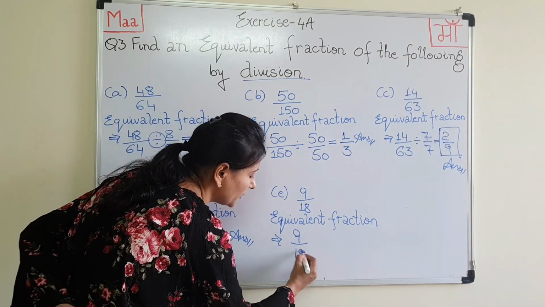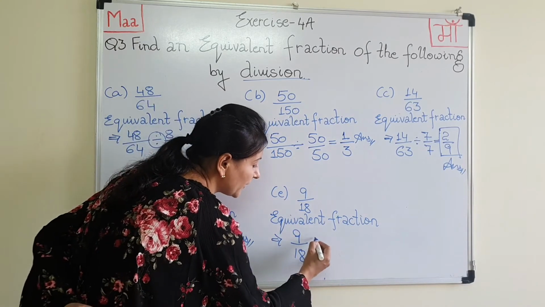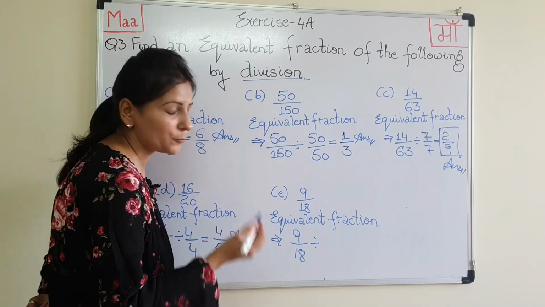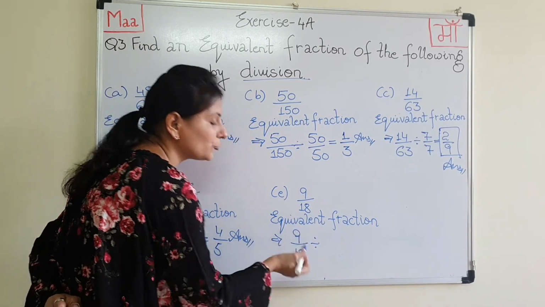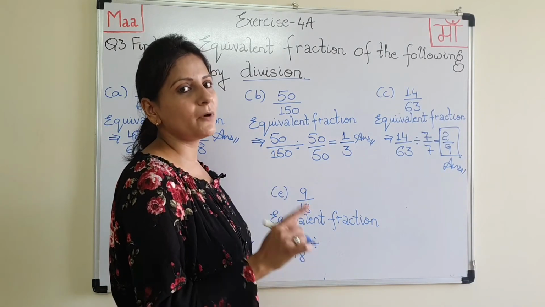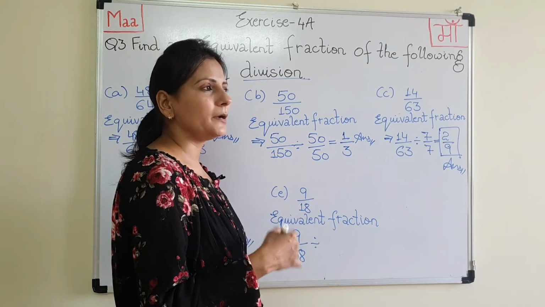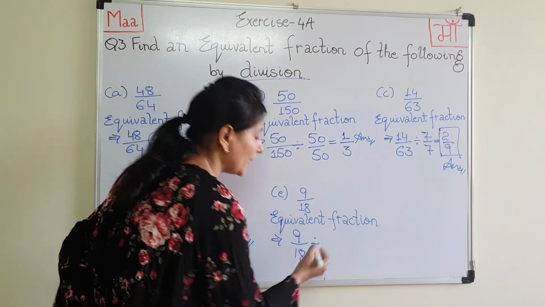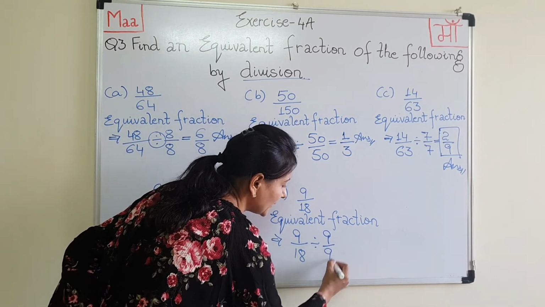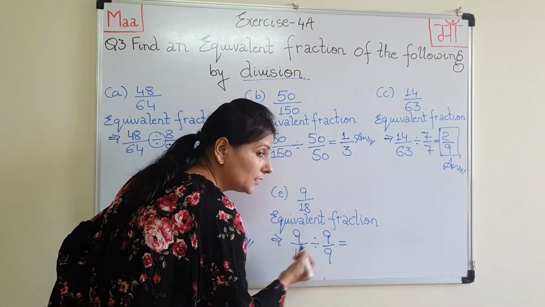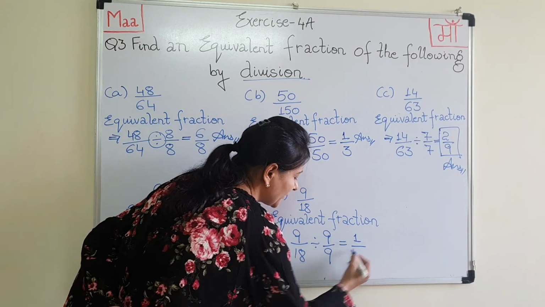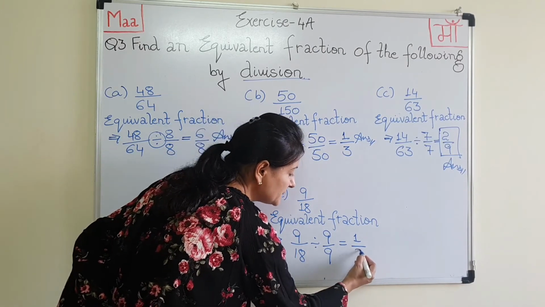It's 9 upon 18. Again we have to find equivalent fraction by division, so I am putting division sign here, and you know 9 and 18, both the numbers come in the table of 3 and it also comes in the table of 9. So I am dividing here by 9. So in the table of 9, 9 comes 1 time, and in the table of 9, 18 comes 2 times.